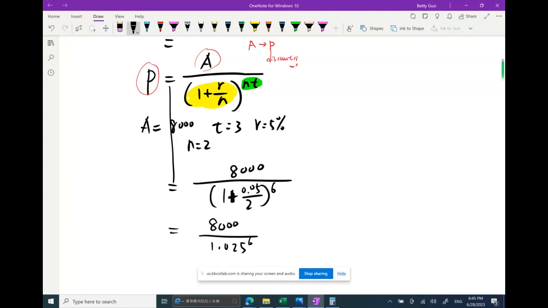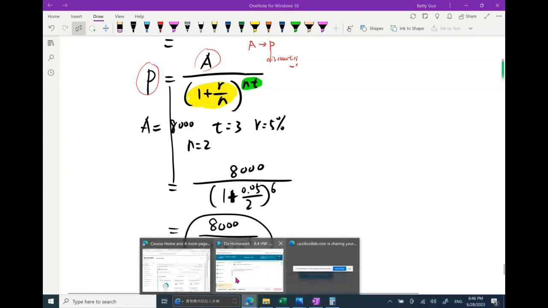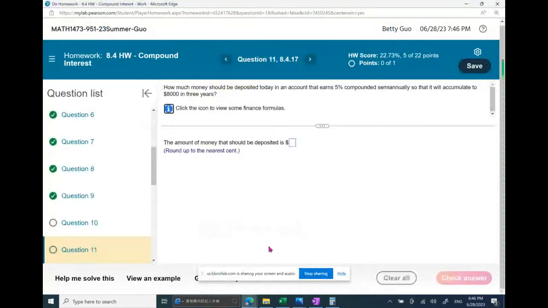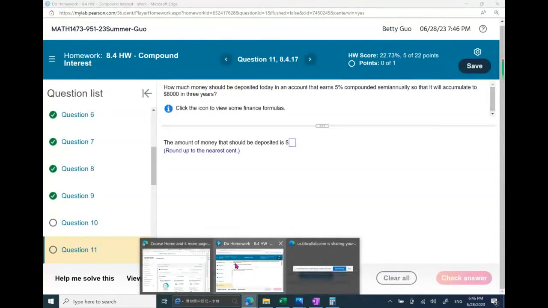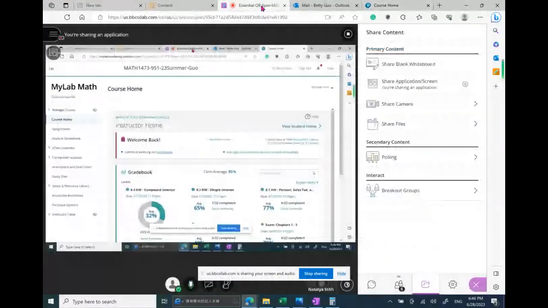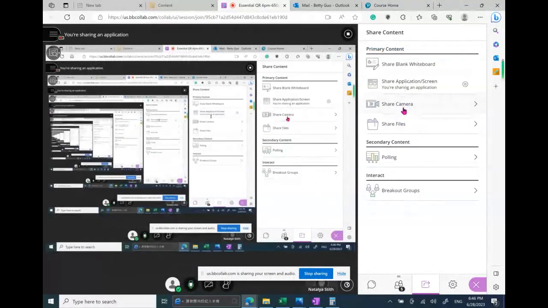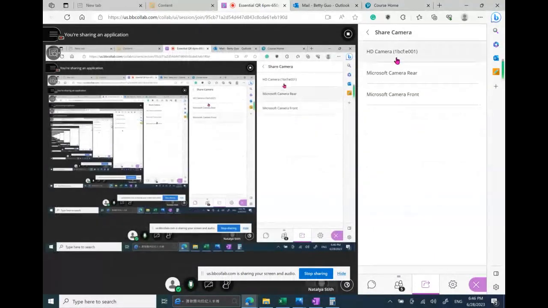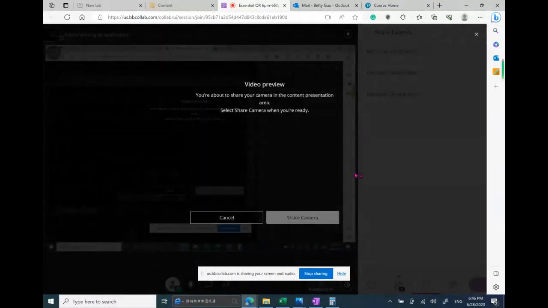Please write this down on your scratch paper, since you will not see it once I share my camera. I wish I had the TI-84 calculator emulator installed on my personal device, but it is not allowed on my personal device. Share camera.